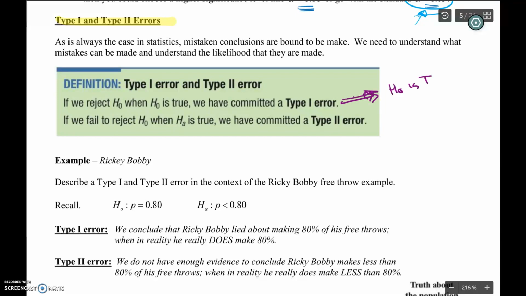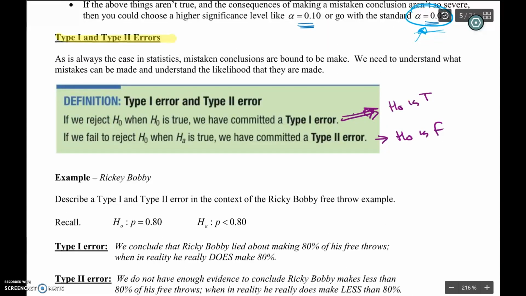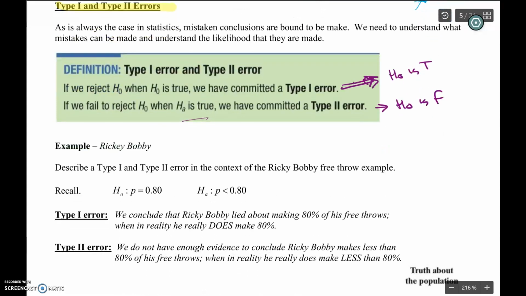The null is true, and you make a mistake. Well, if the null is true, you should not reject it. Therefore, a mistake would be that you do reject it. Here, we want to talk about the null being false. We fail to reject the null when the alternate is true. That could also be worded as we fail to reject the null when the null is false. Whatever. That's a type 2 error.